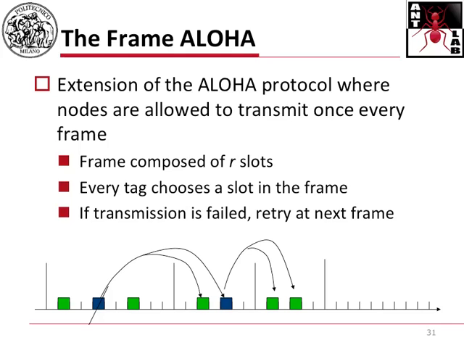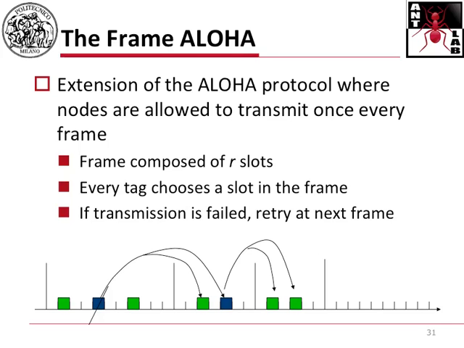And in this case, I have a bunch of nodes which are running the frame aloha protocol. And for example, one node is choosing the second slot for transmission. This is the only one, so it goes through. Then some nodes choose the fourth slot, the blue one here, for transmission.